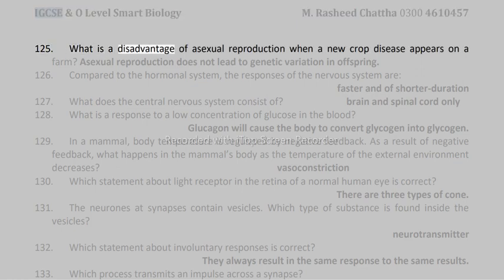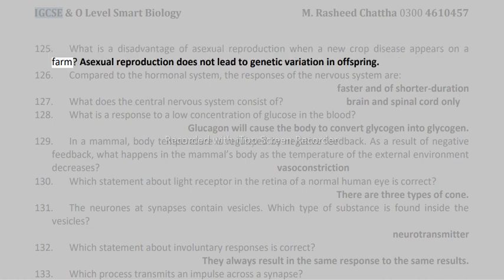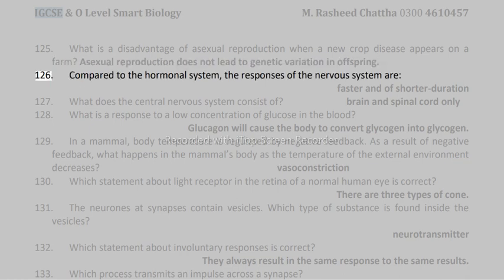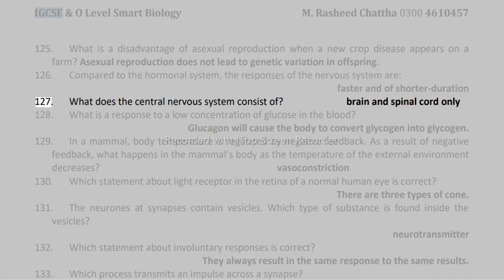125. What is a disadvantage of asexual reproduction when a new crop disease appears on a farm? Asexual reproduction does not lead to genetic variation in offspring. 126. Compared to the hormonal system, the responses of the nervous system are faster and of shorter duration.